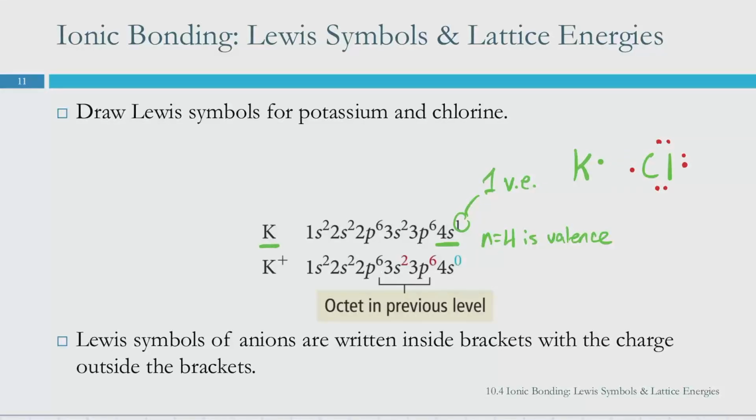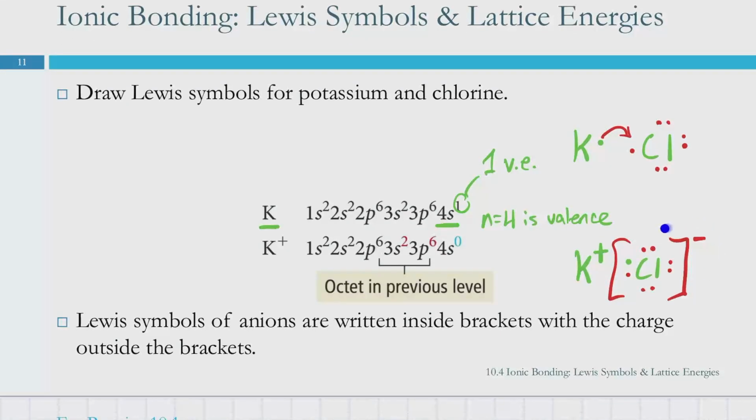And when these two interact, potassium is a metal, chlorine is a nonmetal. Metals like to give electrons to nonmetals. And so we would transfer the one valence electron from potassium to chlorine. And that would turn into K+, and then in brackets, the chloride. And then we put the charge in the upper right corner.